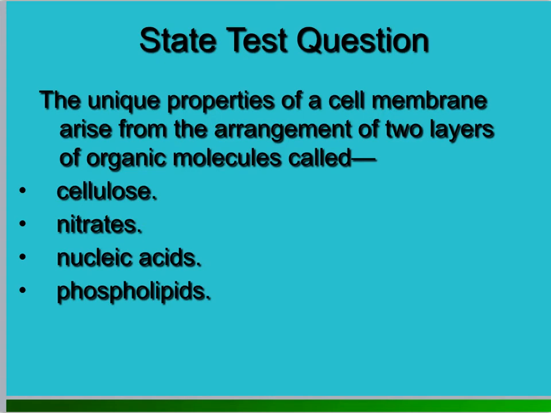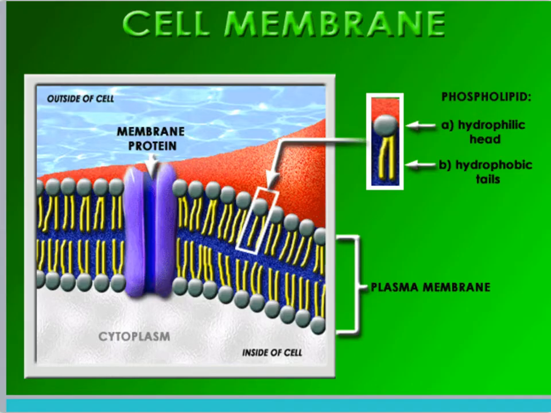The unique properties of a cell membrane arise from the arrangement of two layers of organic molecules called what? So the cell membrane, what are the two layers made of? Cellulose, nitrates, nucleic acids, or phospholipids? Hopefully you remember the phospholipid bilayers.